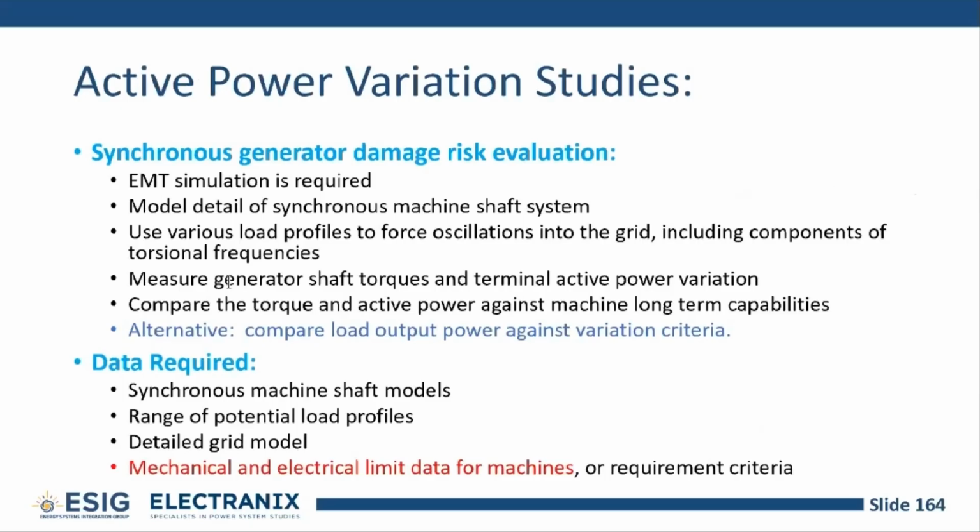So we need the synchronous machine shaft models, we need a range of load profiles, we need a detailed grid model, and we need mechanical and electrical limit data for that machine. So we need those SN curves. And by the way, I don't think you're going to get them. At least right now, you're not going to get them. We used to get those curves when we were doing SSTA studies and SSR studies. The machine manufacturers are pulling in right now. Machine manufacturers don't know exactly what their limits are, I think. Not sure, maybe they do. But in any case, they're reluctant to give you these limit data numbers.